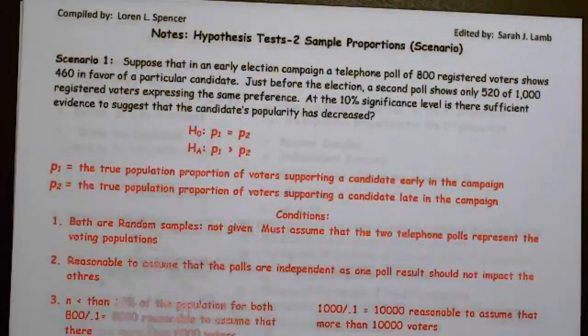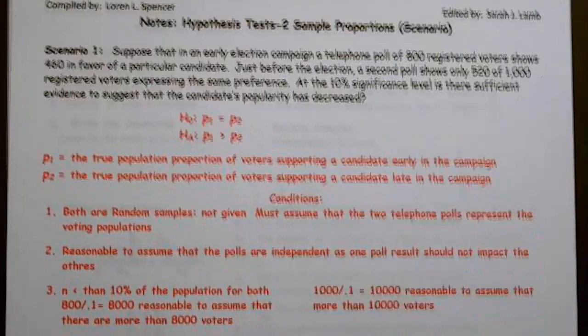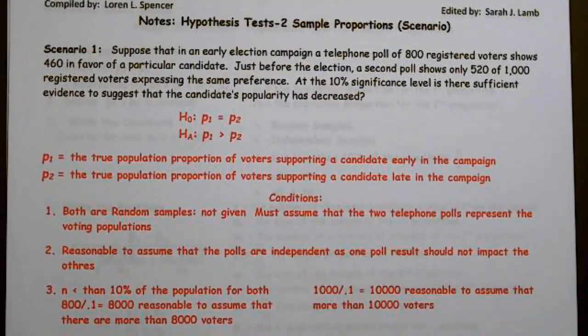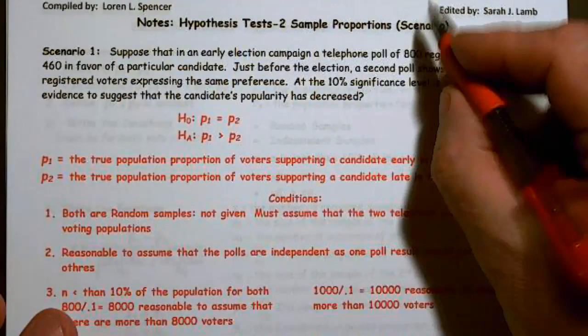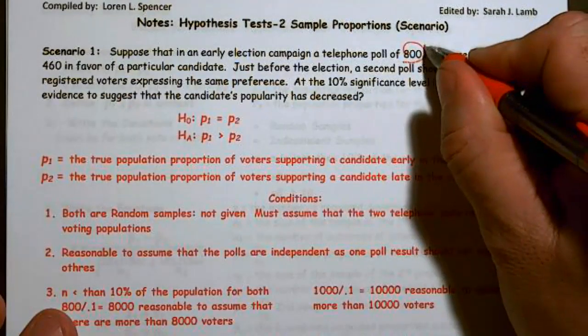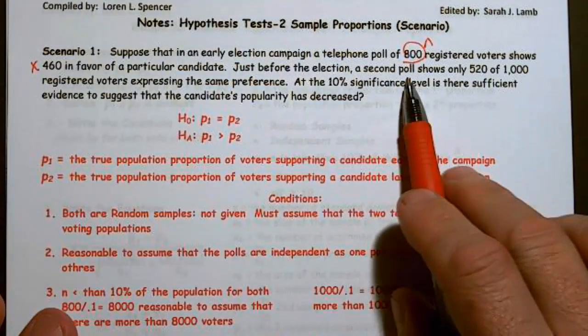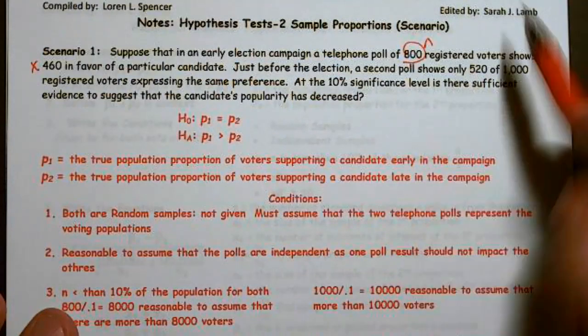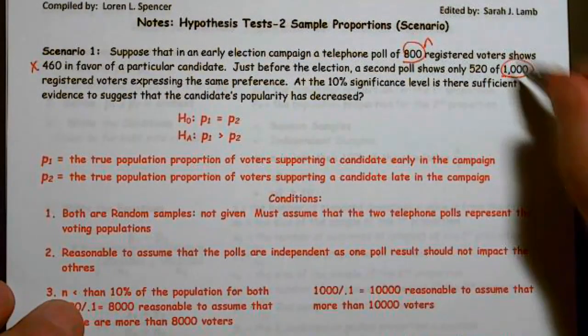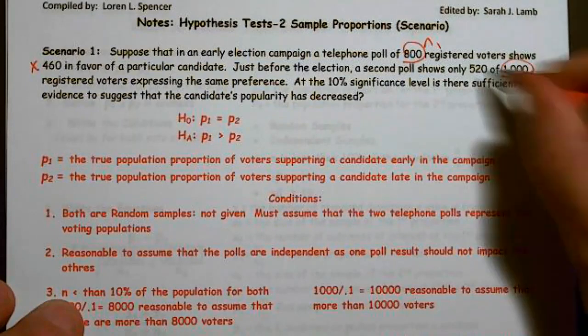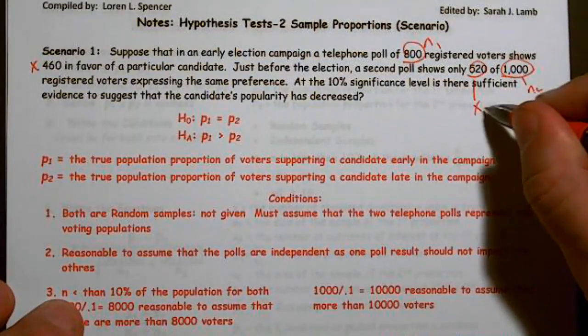And by the way, it's gonna be really important that you use your definitions well. So suppose that in an early election campaign, a telephone poll of 800 registered voters shows 460 in favor of a particular candidate. So guess what? There's our sample size and there's our X. Just before the election, a second poll shows only 520 of 1,000.